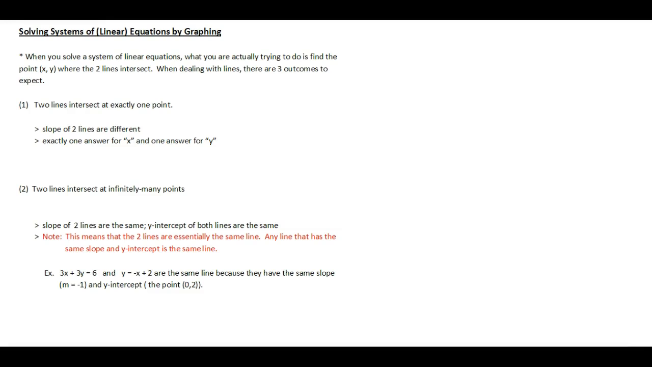The first outcome is when we have two lines that intersect each other at exactly one point. So we have a line that looks like this, and then let's say another line that may look like this. At this point here is where they intersect. If we call this line 1 and this line 2, this happens when the slope of line 1 is different from the slope of line 2.